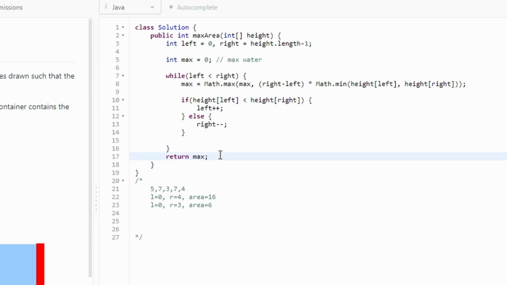So you can check for yourself whether this solution works, but this is the idea to solve this question. Thanks.